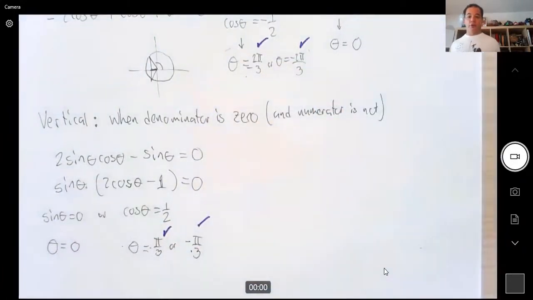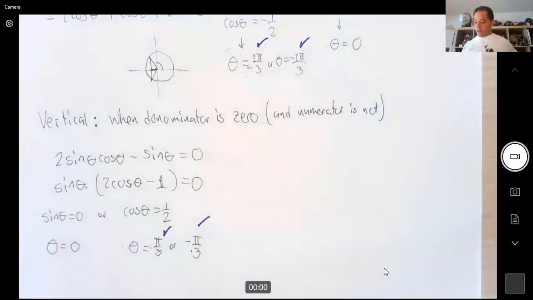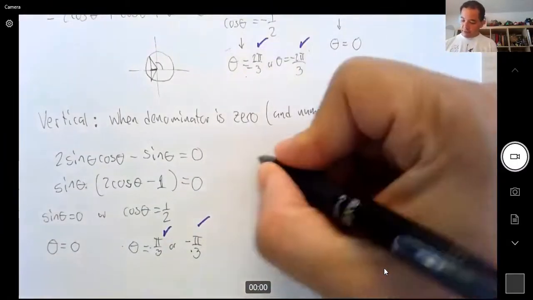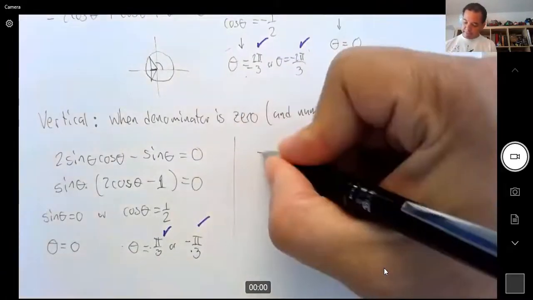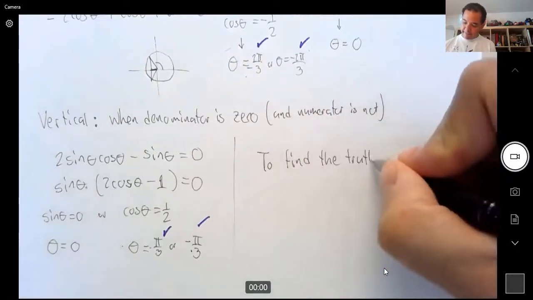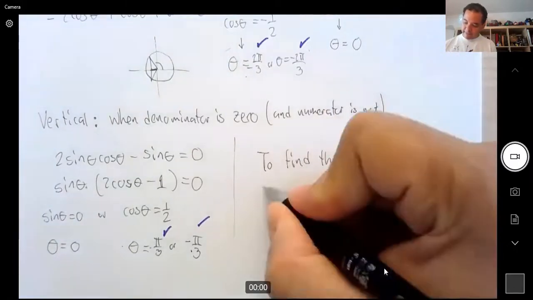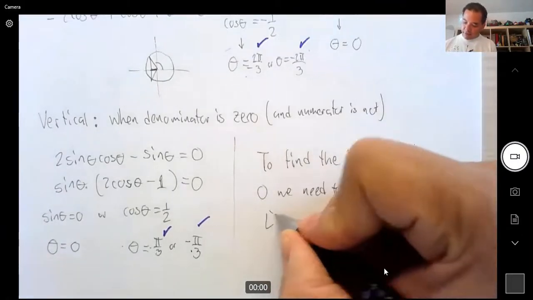So the only issue is 0. We're not sure what's going on with 0. To figure out what's going on with 0, we need to try L'Hopital's rule, to see what happens when we get close to 0. So we need to figure out what the limit is. To find the truth about 0, we need to use L'Hopital's rule.